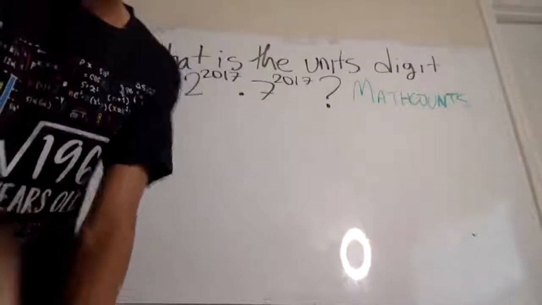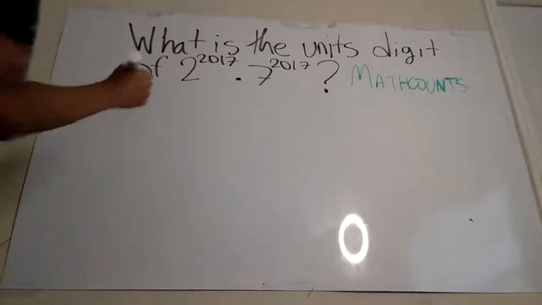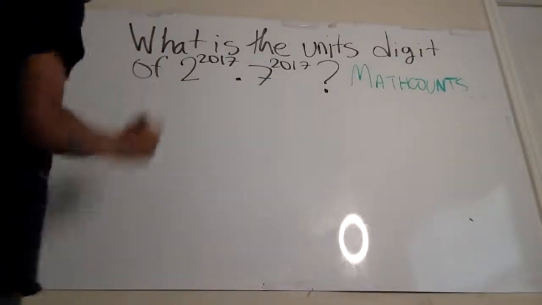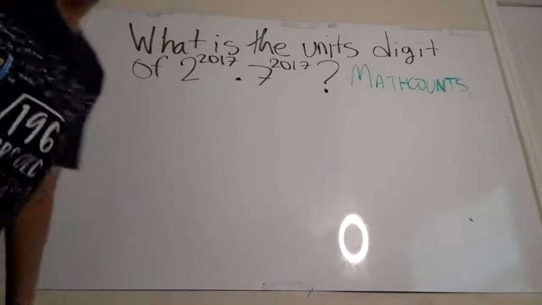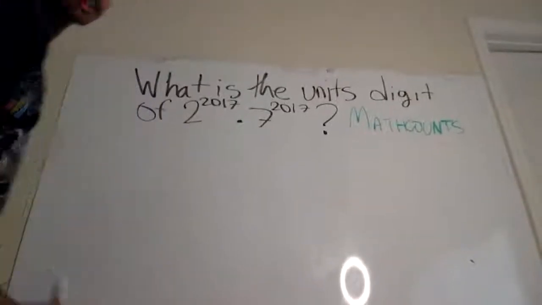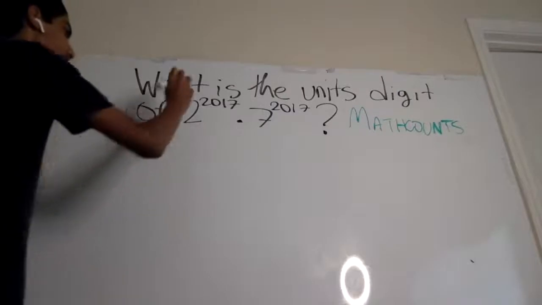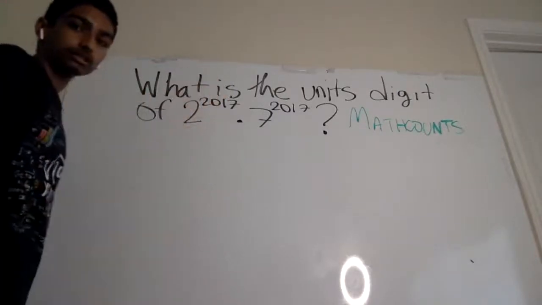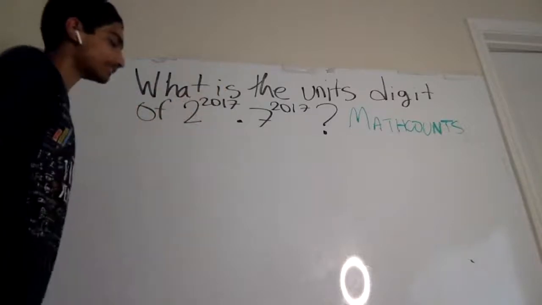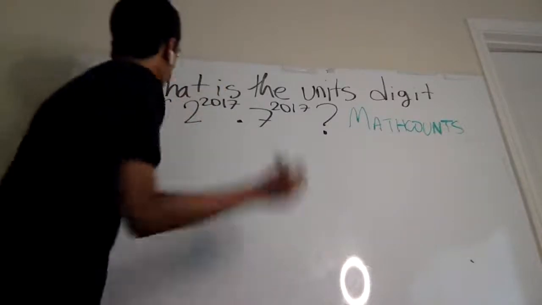So first, if you couldn't tell already, this problem was made in 2017, knowing that it has 2 to the power of 2017, and that's just a little Easter egg that math competitions have. But to solve this problem, you wouldn't want to multiply 2 to the power of 2017 out, as that's just astronomical.